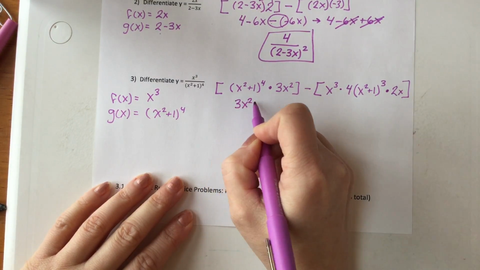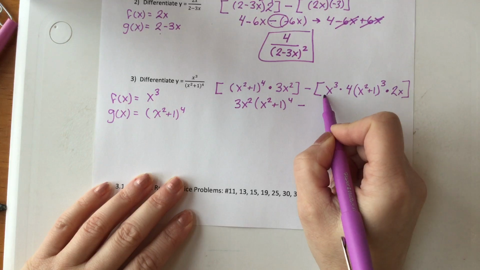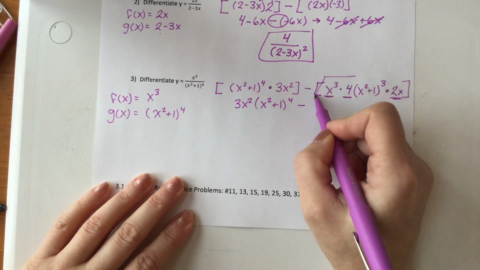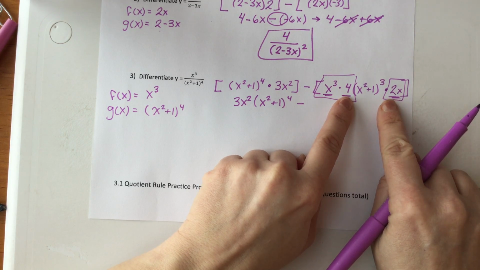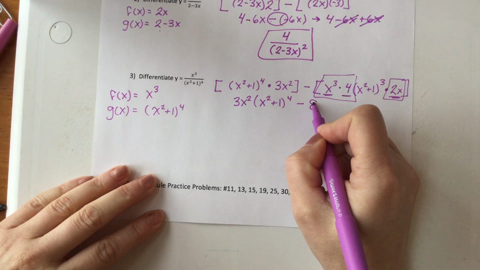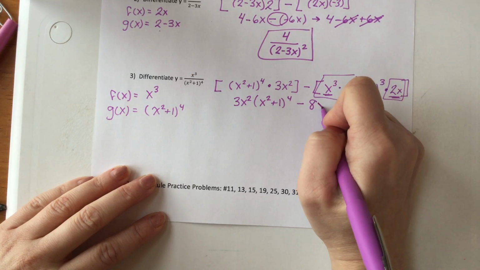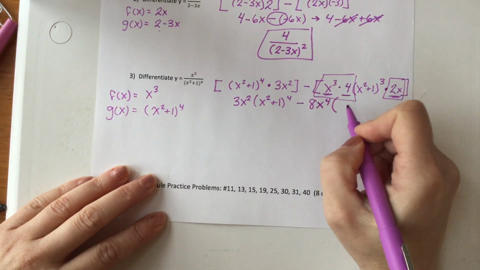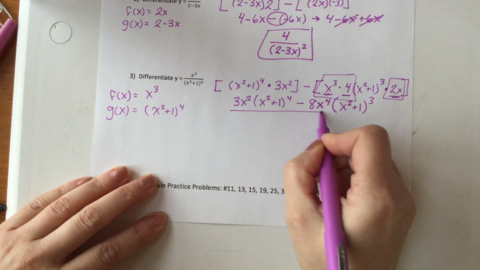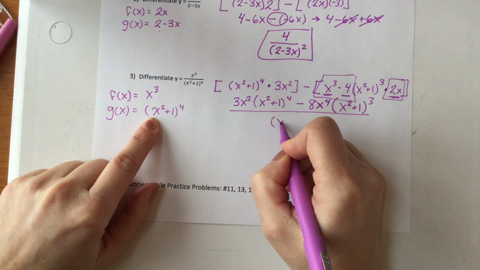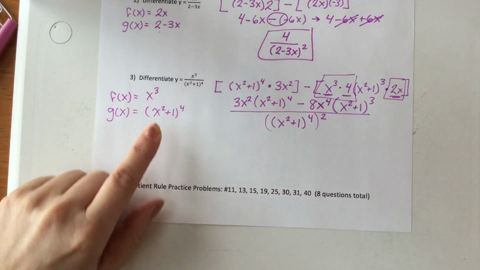So this would be 3x squared outside of x squared plus 1 to the power of 4 minus. Now I can multiply these things together because they do not have exponents. So if I multiply the numbers, 4 times 2 is 8. This has 3 x's, this has 1x. So it would be x to the power of 4, and that's being multiplied by x squared plus 1 to the power of 3. That's all over, check this, x squared plus 1 to the power of 4 squared.